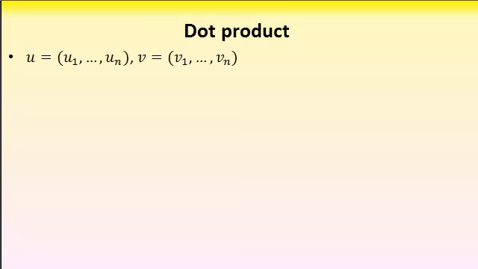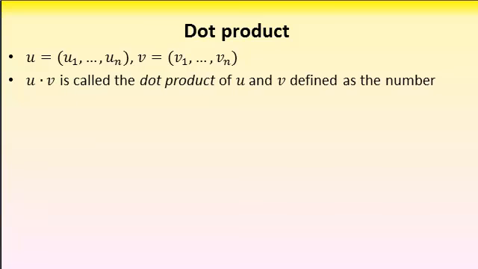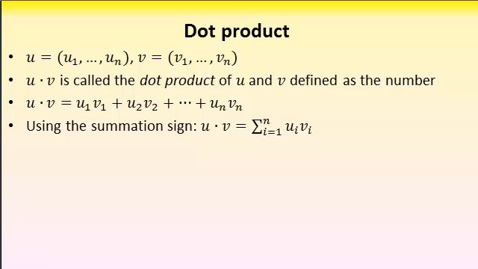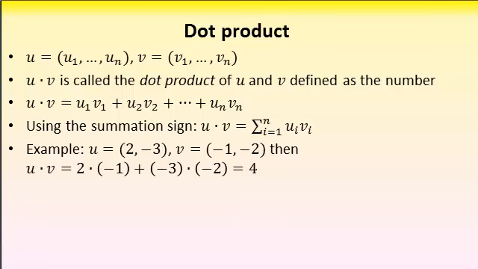So we have the following. If I have two vectors u and v with the same number of elements, I define u dot v as the dot product of u and v. Don't call it just the product of u and v. And it's defined as a number. It's defined as the following number. I calculate u1 times v1, then to that I add u2 times v2, and I keep on going until I reach the last elements. Using the summation sign, we can also write this as the sum, i goes from 1 to n, of ui times vi.